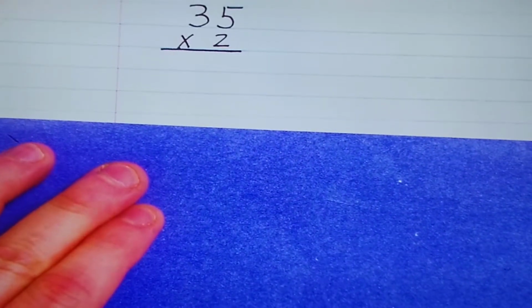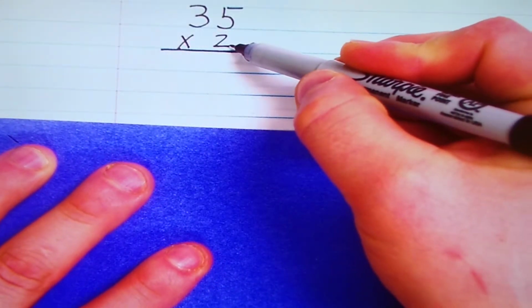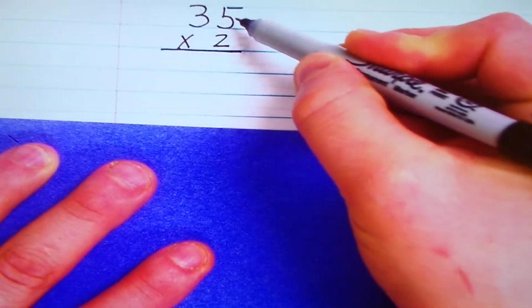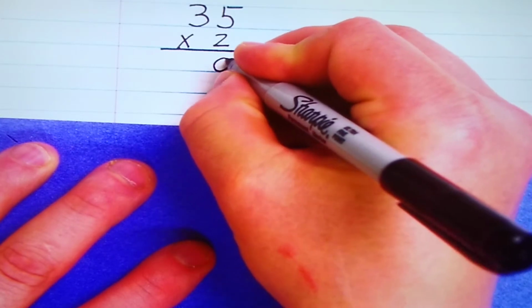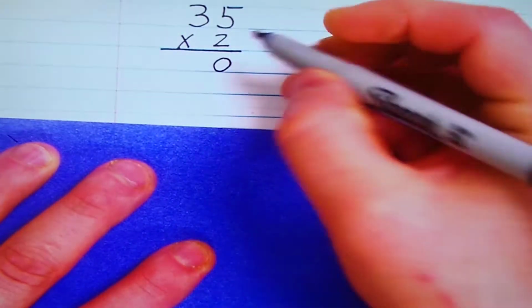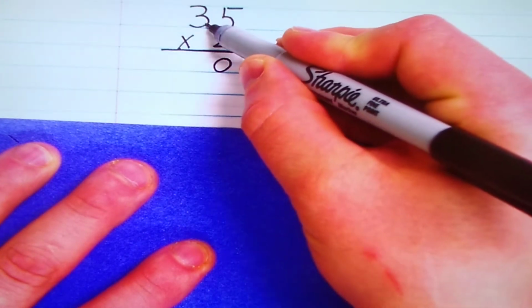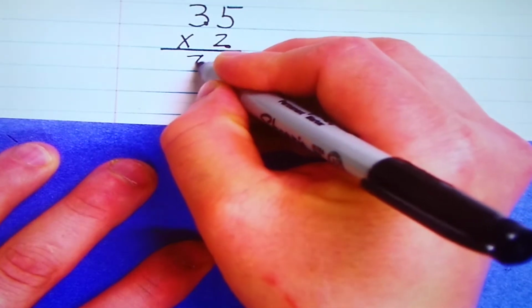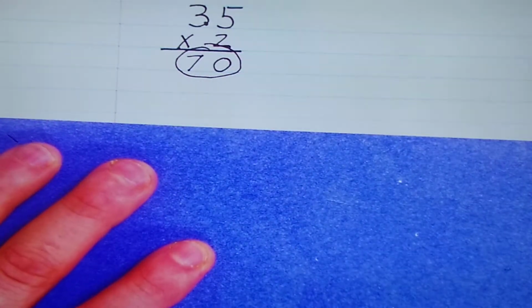All right, so we got 35 times 2. Step number 1, we multiply by the ones place. And here's the ones place I'm talking about, the 5. 2 times 5 is 10. Bring down the 0, carry the 1. Now you multiply by the 10, starting with the 2 here. 2 times the 10's place, 3, is 6, plus 1 is 7, and that's it. My final answer is 70.